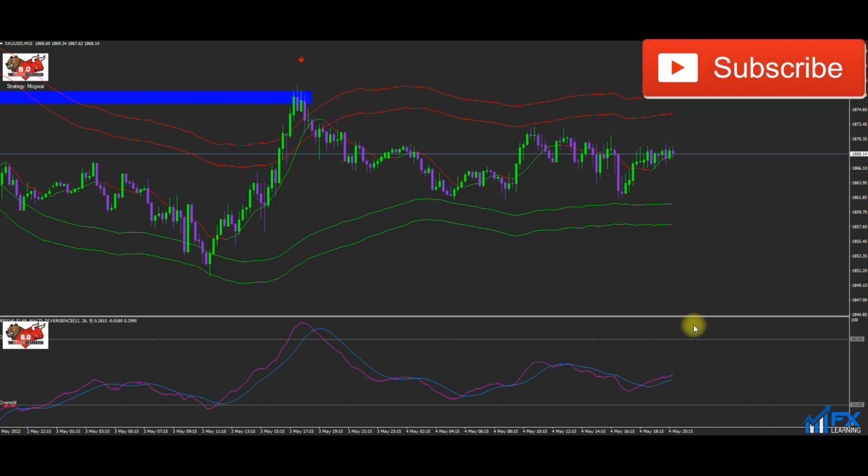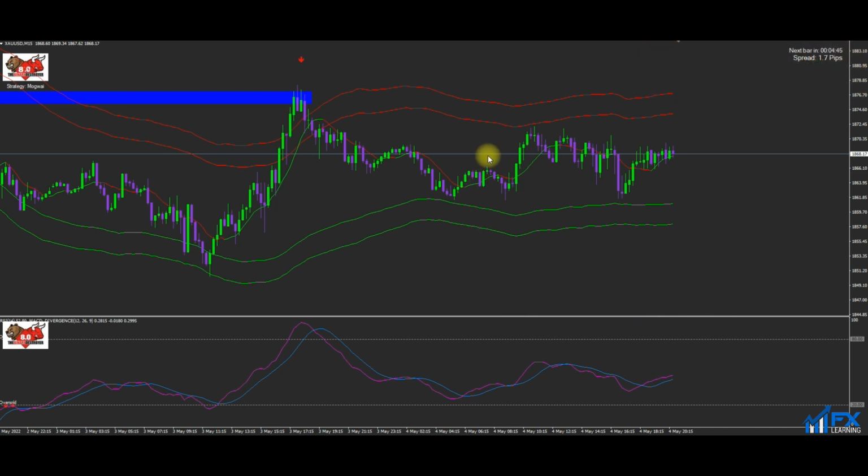Now this is a setup on gold 15-minute time frame, and it's using the exact same concept. So 15-minute time frame, and I was using the 1 hour to look at the bigger picture to see what's actually happening with the market. Now, like I mentioned in the previous video, Mogwai setups will most likely appear around support and resistance. It doesn't happen all the time, but I'd say around 80% of the time, if you get a Mogwai setup, it's around support and resistance.